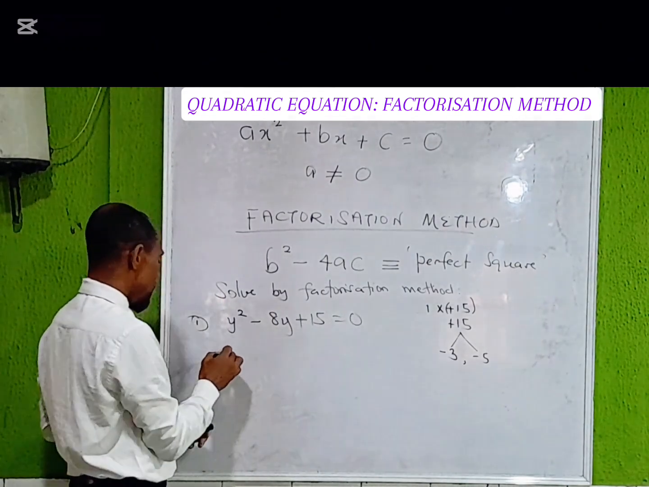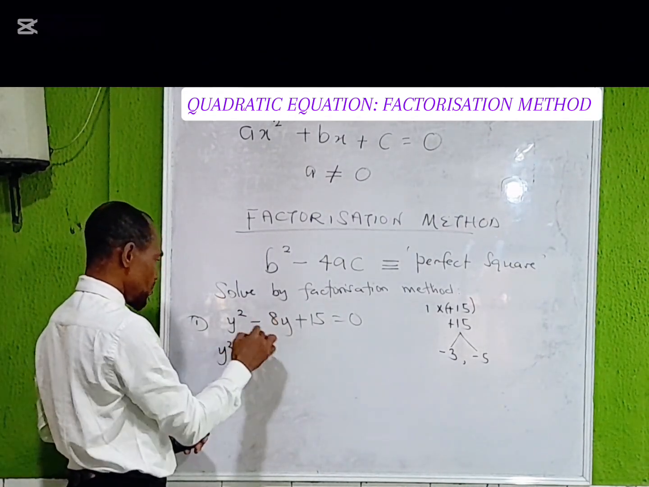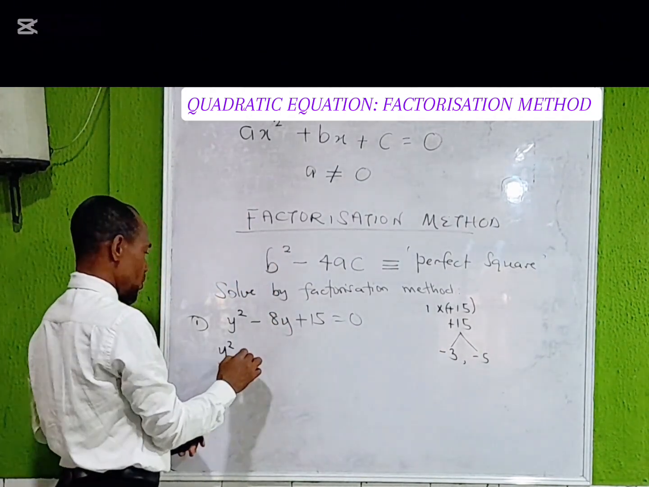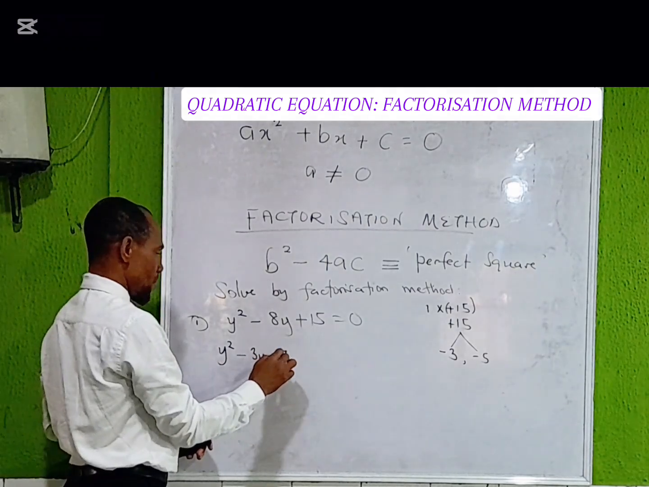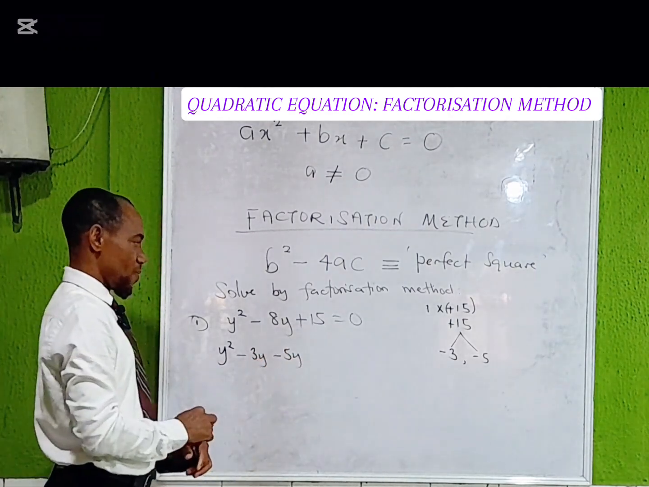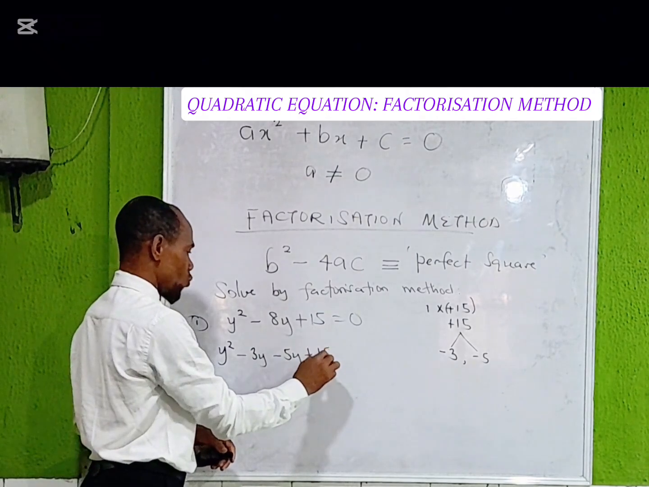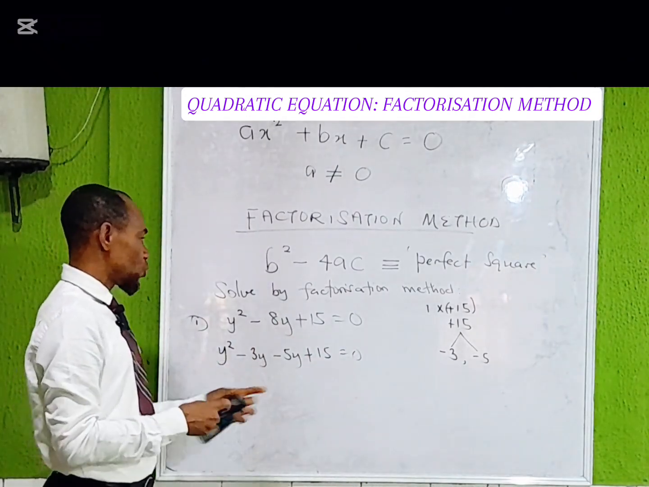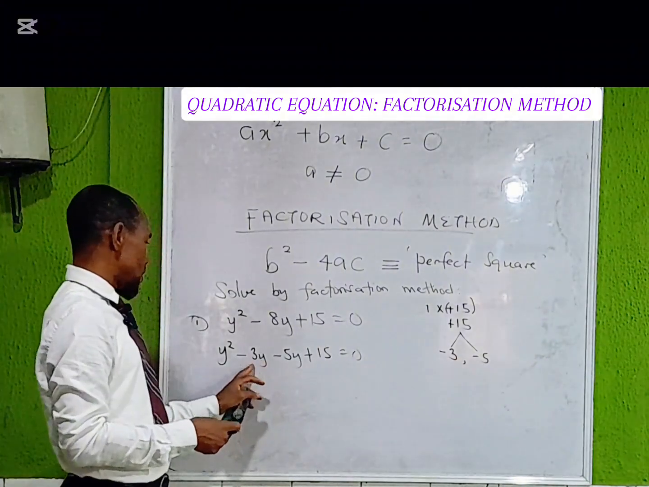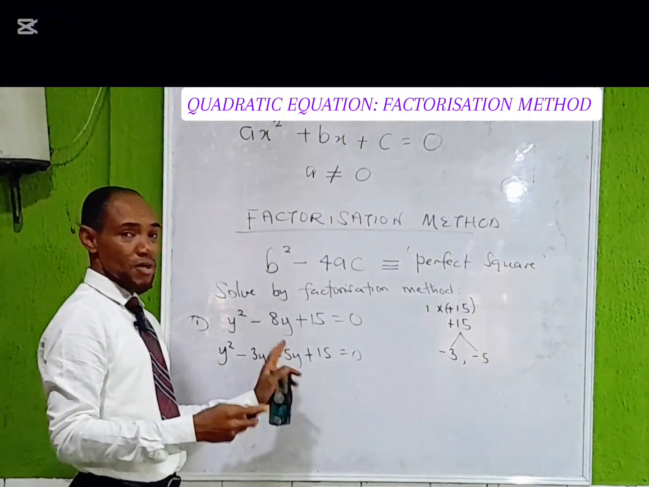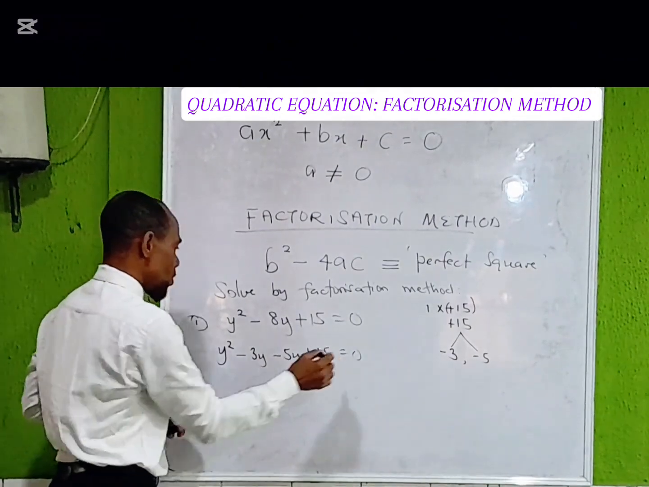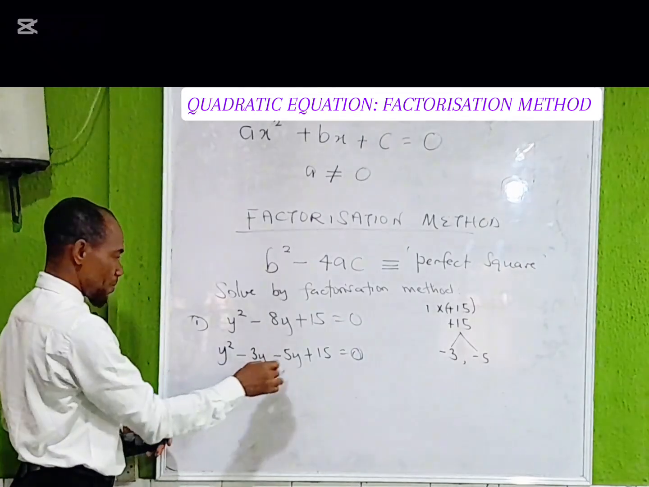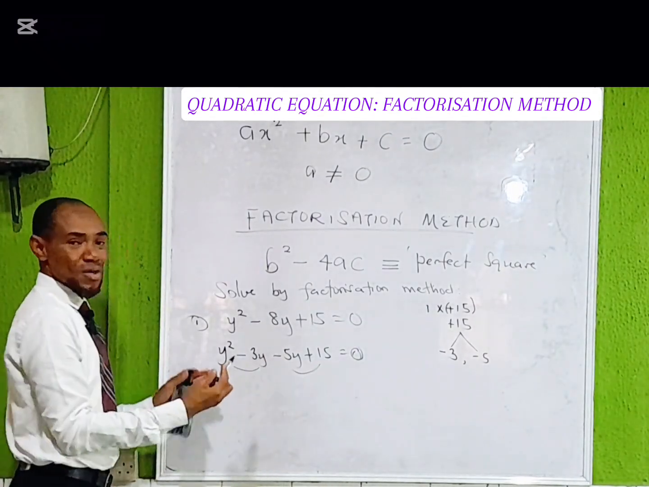Hence, the aim is to break down this middle value here, minus 8y, into these two factors. We have minus 3y, then minus 5y. Then, of course, plus 15. So we are only altering the middle value. It's immaterial which one comes first. I could have as well written minus 5y before minus 3y. It doesn't matter really. Now we've got 4 terms separately. All we need to do is to pair them. We pair them in 2's and we factorize them.